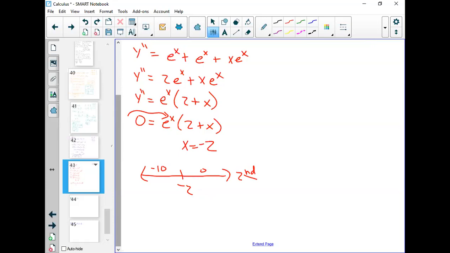So all we care about is this right there. If that's positive, our second derivative is positive. If that's negative, our second derivative is negative. So put in a -10, we get negative. Put in a 0, we get positive. Done and done. It changed, so this is an inflection point. This is concave down. This is concave up. Beautiful.